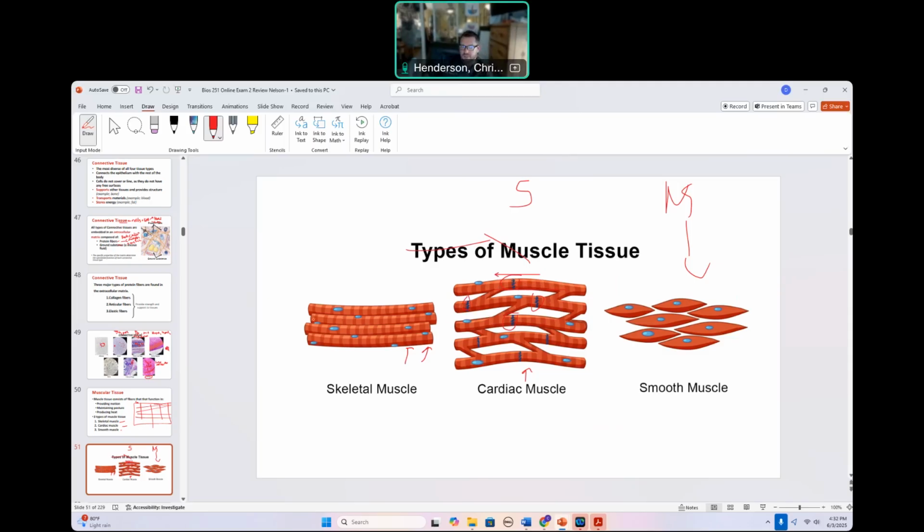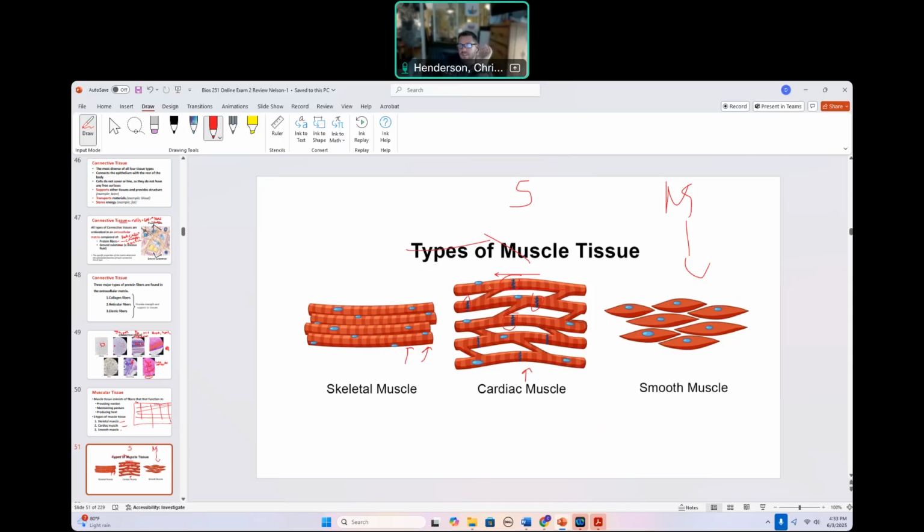One is skeletal muscle is straight, cardiac is branched. That doesn't look so obvious when you look on slides. Skeletal muscle has multiple nuclei. Cardiac only has one nucleus. Smooth muscle only has one nucleus. Skeletal muscle has multiple nuclei per cell. That's because you get myocytes that fuse together.